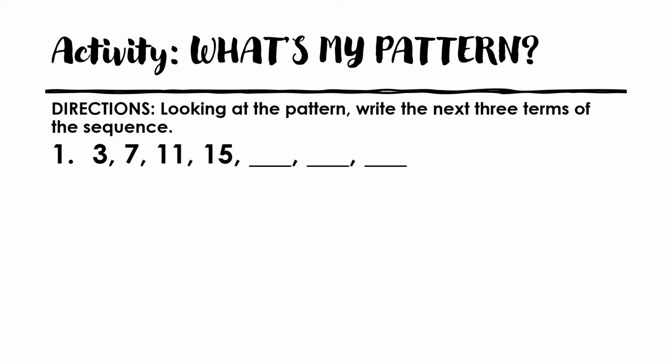Number 1, we have 3, 7, 11, 15. What will be the next 3 terms? Again, we have 3, 7, 11, 15. What is the pattern? What will be the next 3 terms?